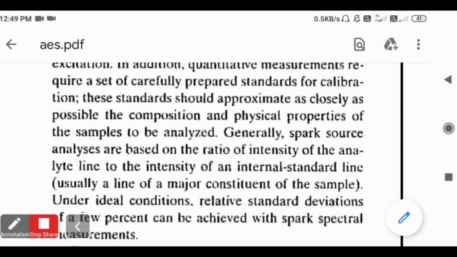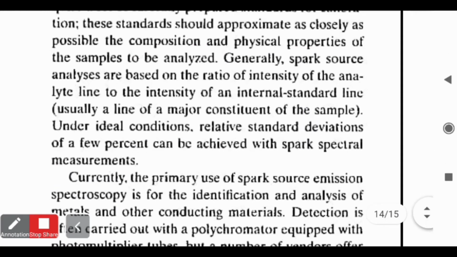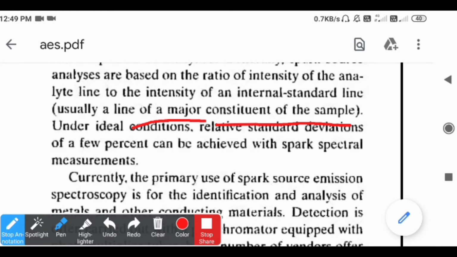So generally these spark sources are analyzed based on the ratio of the intensity of the analyte line to the intensity of the internal standard lines. Under ideal conditions, a relative standard deviation of a few percent can be achieved with the spark spectral measurements.